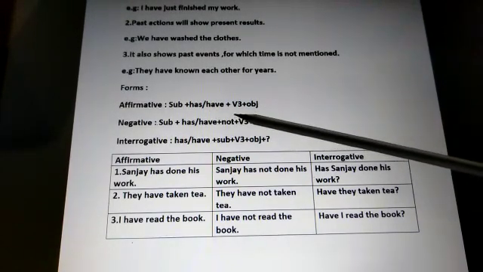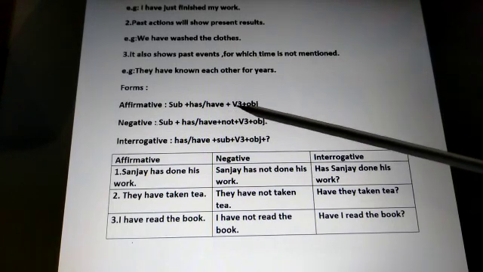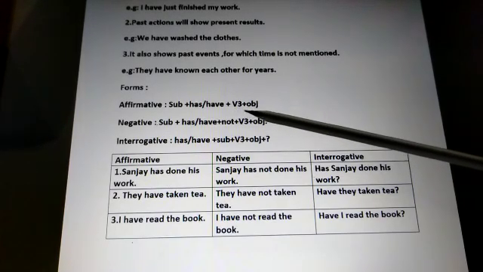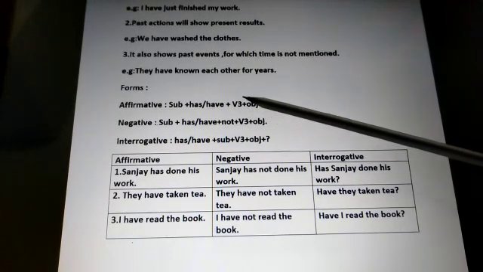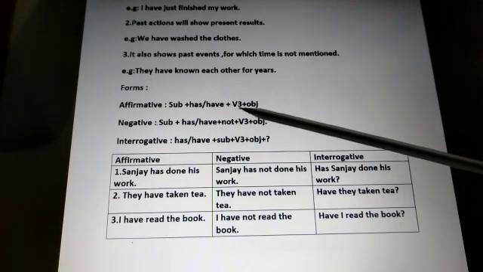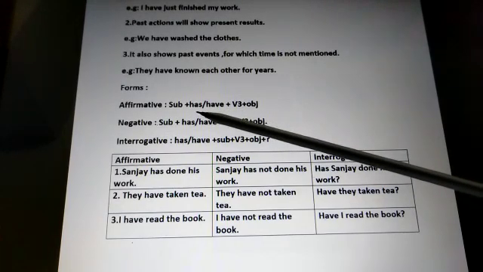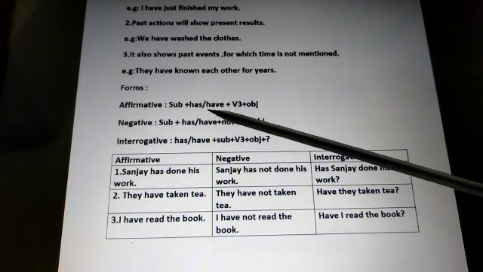And then the most important thing is you have to use V3 form of the verb. And in all the perfect tenses, whether it is present, past or future, in perfect tense you have to use V3 form of the verb. So the first is affirmative, subject plus has or have. Has will be used with singular subject and have will be used with plural subject.